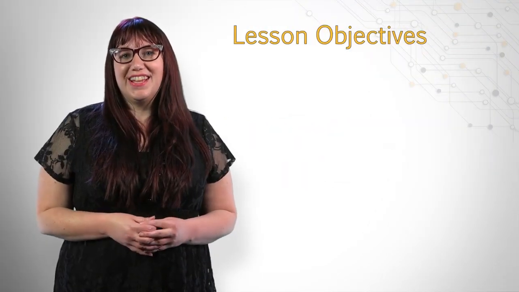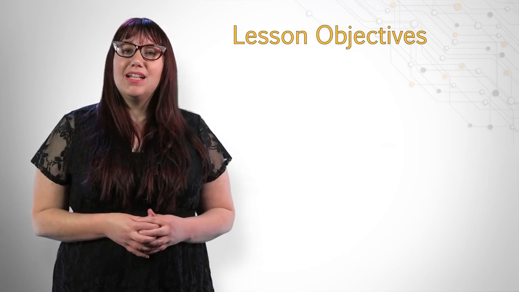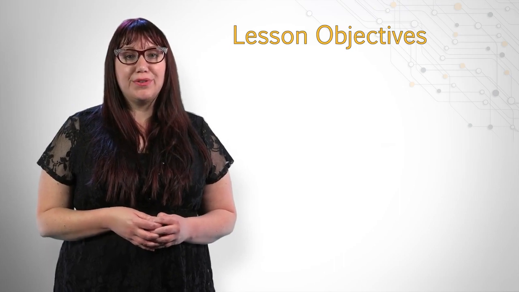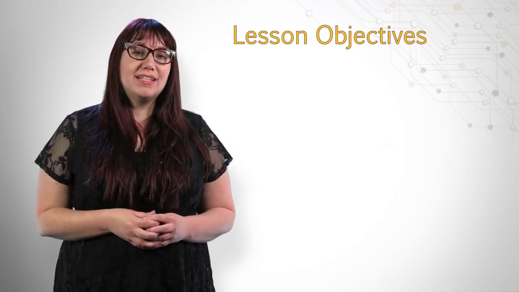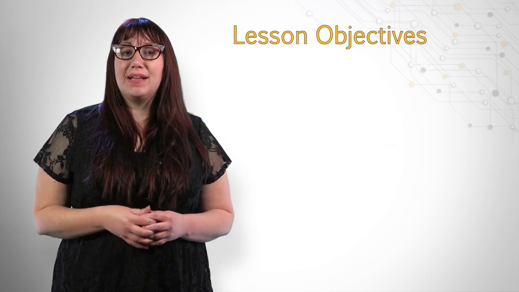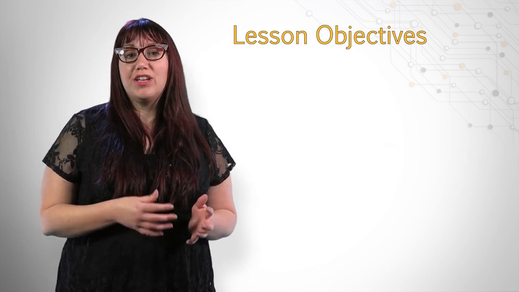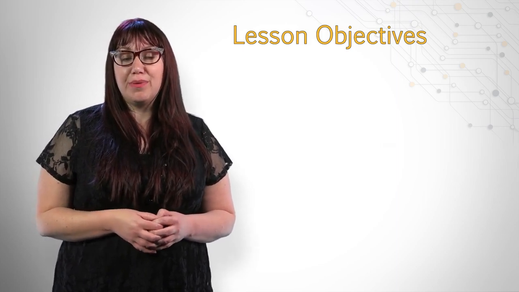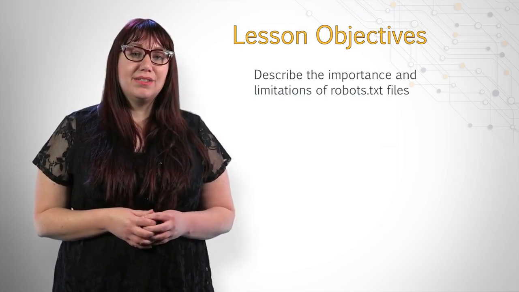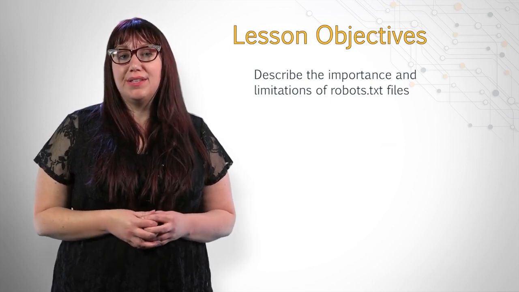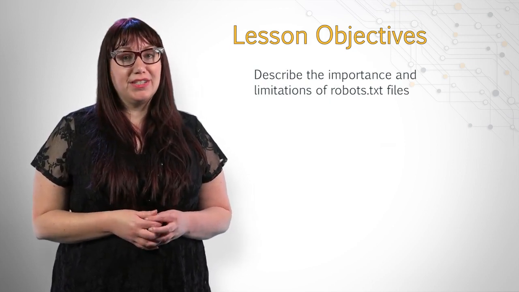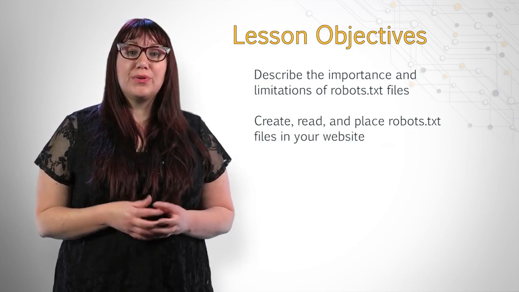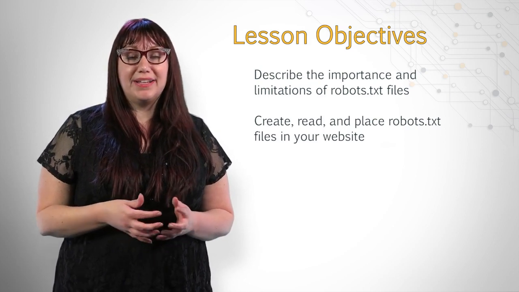Hello again. Now that we've introduced you to sitemaps, let's discuss another method for controlling how search engines crawl your website and discover new content. The robots.txt file is a protocol that allows you to specify which pages should or should not be indexed, and specify the rate at which files are accessed by search engine robots. In this lesson, we'll learn about the importance of these files, but also recognize their limitations. By looking at an example robots.txt file, we'll learn how to create and place these files in your website.